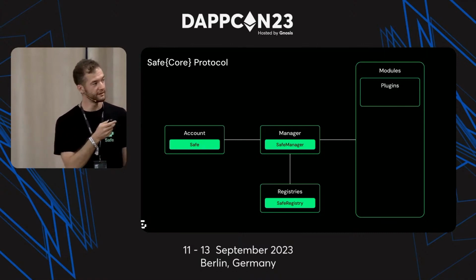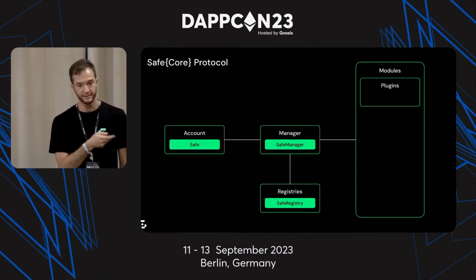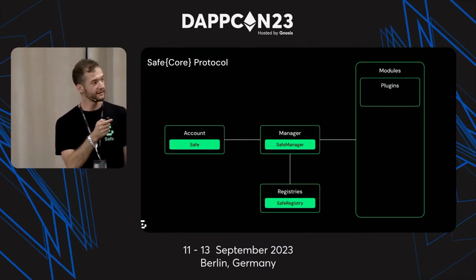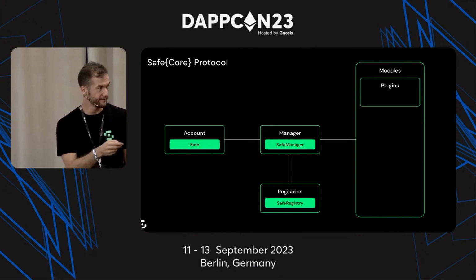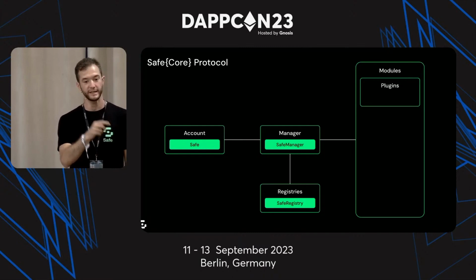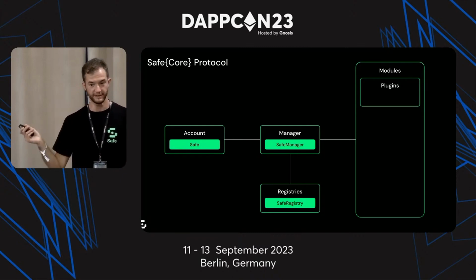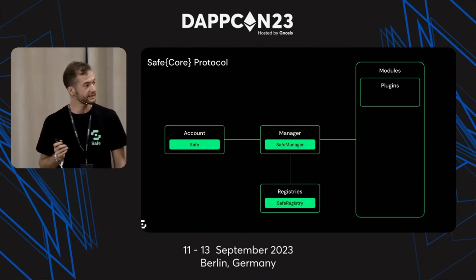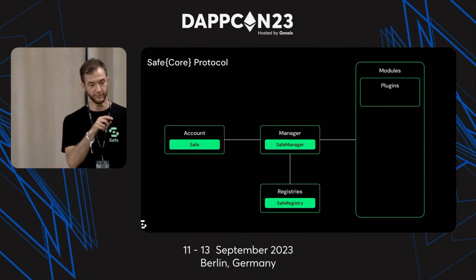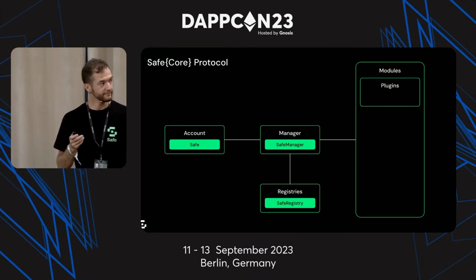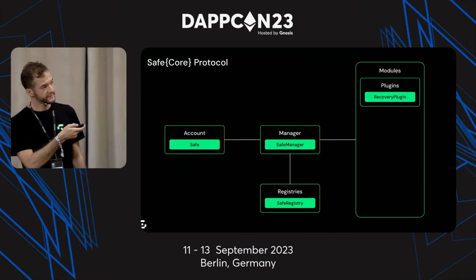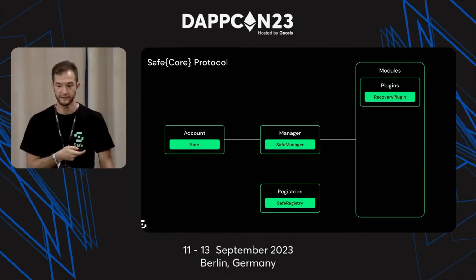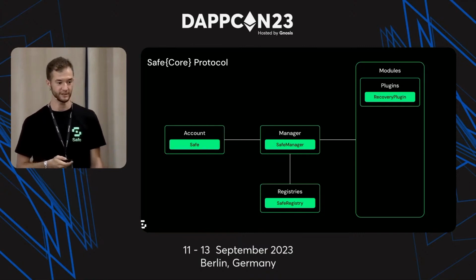The difference between them is that plugins must be added to a registry, and accounts would have to enable these plugins in the manager, and then the transactions will be sent from the plugin to the manager and to the account. While in the Safe Smart account, we saw that the modules were connected directly to the Safe. We will see why this is beneficial later. So for plugins, for example, we have a recovery plugin that would do the same action as we saw before.